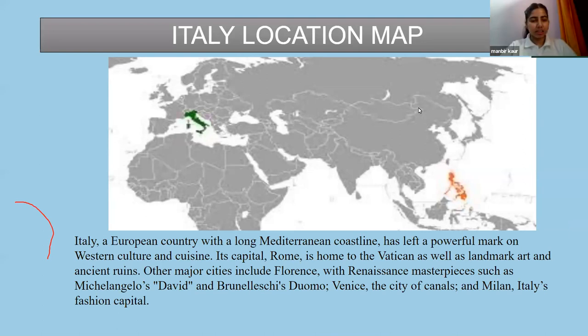Italy lies in Europe. It is a European country. It is basically in southern Europe, with a long Mediterranean coastline, and that has left a powerful mark on Western culture and cuisine. The capital of the country is Rome, and it is home to most of the Vatican as well. So far, we will discover the states of the country.